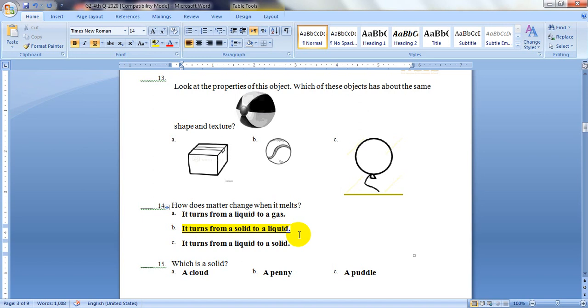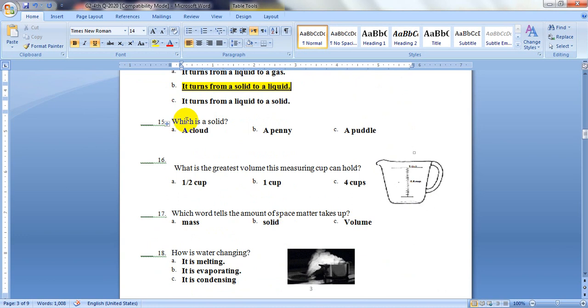The next question, 15. Which is a solid? A cloud, a penny, a puddle? It's letter B. A penny is like a coin, so it's a solid. It has its own shape. The next question, 16. What is the greatest volume this measuring cup can hold? Half cup, 1 cup, or 4 cups?